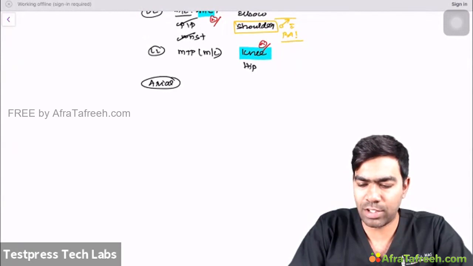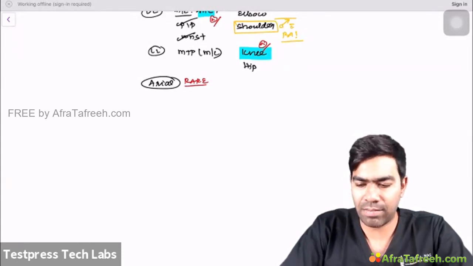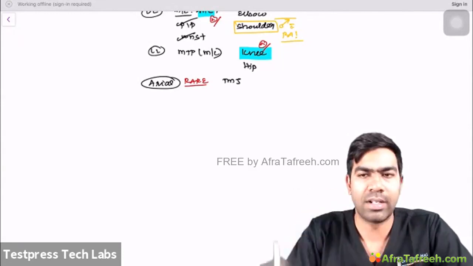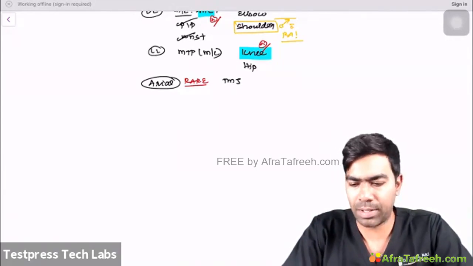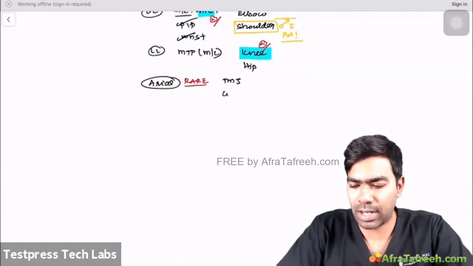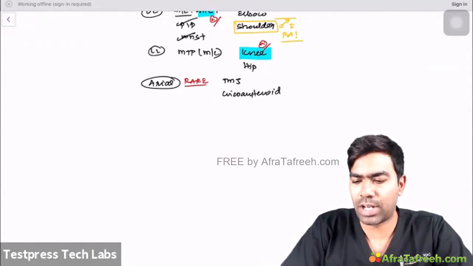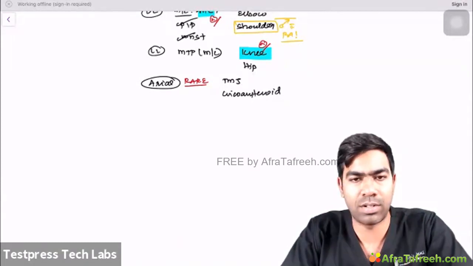Axial joints. Axial joint involvement is, to be honest, very rare in the setting of rheumatoid arthritis. But it can happen very rarely. For example, temporomandibular joint involvement can be there, which might result in difficulty in biting, chewing and all this stuff. So TMJ involvement can happen, but it's not so common. And they can have cricoarytenoid joint involvement, which can result in voice changes. Can happen, but still not very common. So a little rare.